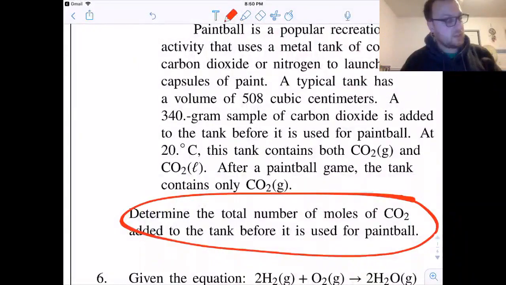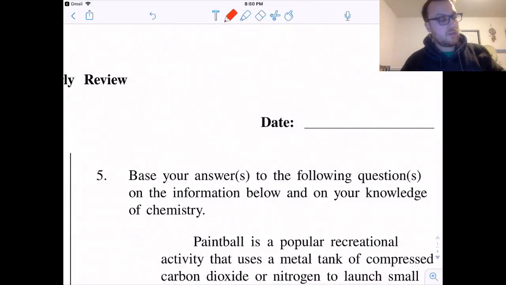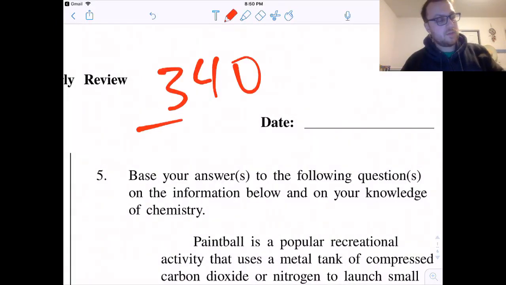It's like 7.7, something like that. I think the acceptable range of answers was like 7.7 to 8. I don't know why they would accept 8. That's clearly over. But I guess if you round to sig figs, 8.0 is acceptable.